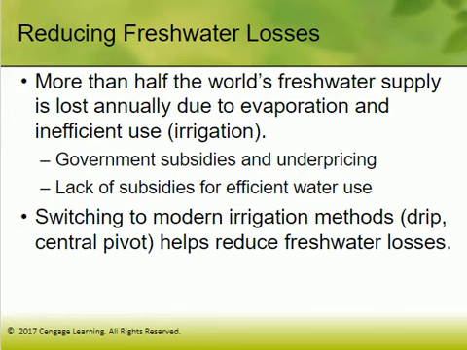How can we reduce freshwater losses? Well, most of it's due to evaporation and inefficient use from irrigation. So improve our water use in farming. Use drip irrigation instead of flood irrigation. Use central pivot irrigation, where you've got a sprinkler that spins in a circle around everything, and you can control the water use that way. Government subsidies, of course, always can manipulate a market, and then there's the lack of subsidies for efficient water use. Again, those things can kind of play off of one another.